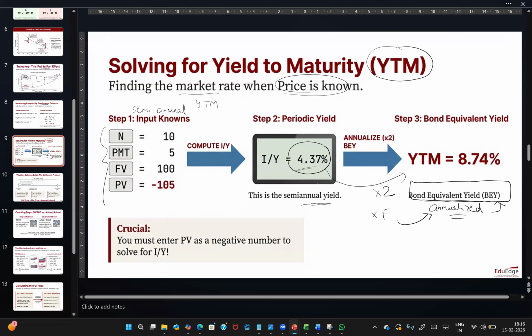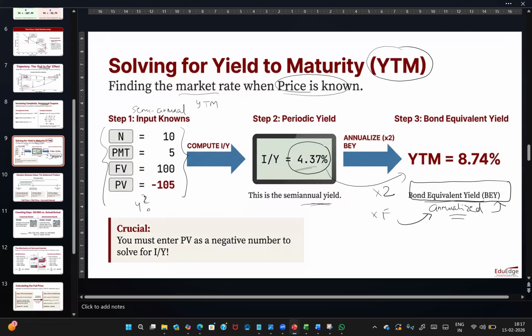Okay. So in a problem, either price could be unknown. If that is unknown, then yield will be given. Otherwise, if you want to find the yield to maturity, then price has to be given to you. In this case, all these are known. What is unknown is yield. And here we are trying to calculate yield using the calculator. Okay. Any questions?